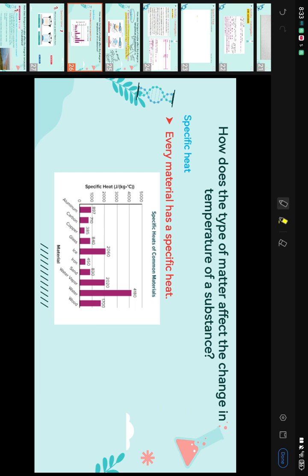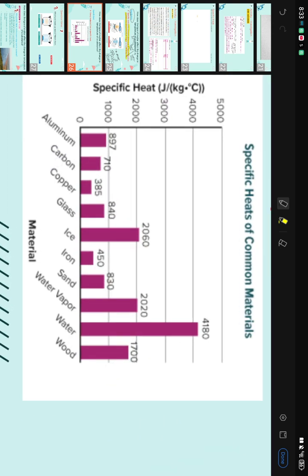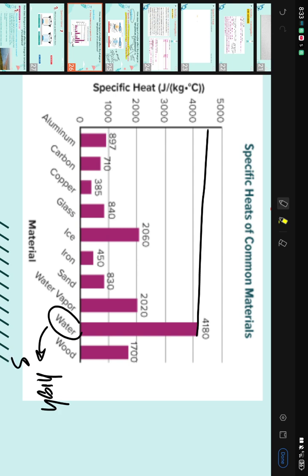Now we can compare the different specific heat for some materials. As we can see, the greatest one is water. This is liquid water, and this one has high specific heat.